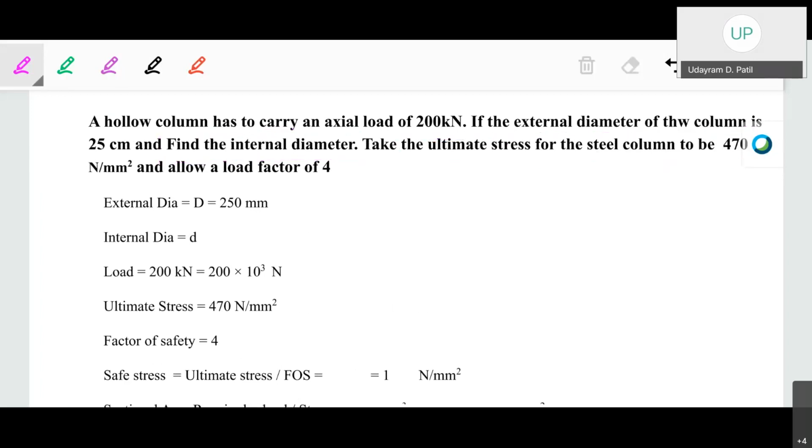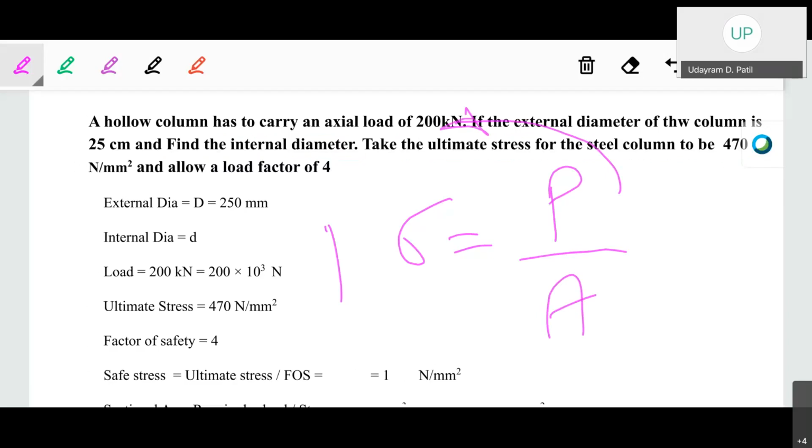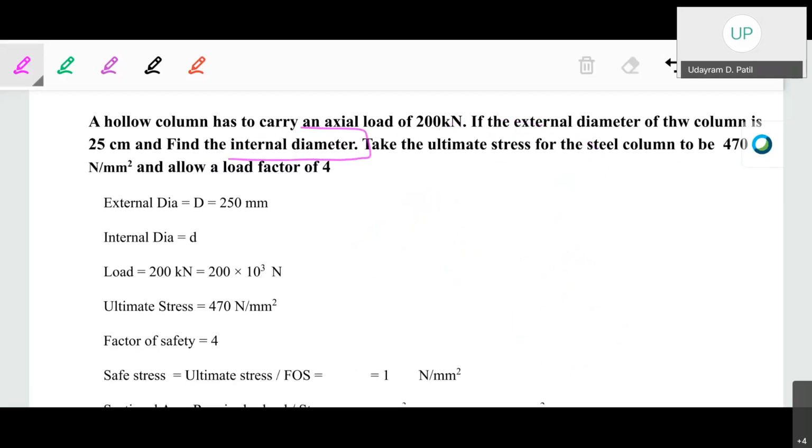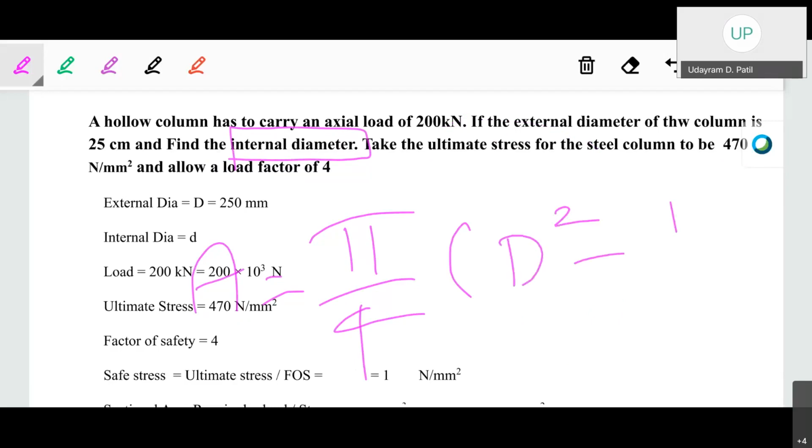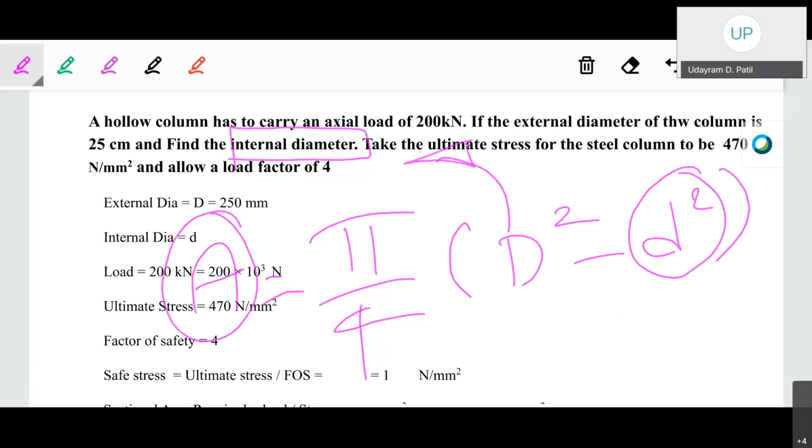Now we already know that stress is equal to P divided by A. We have the value of P, that is 200 kilonewton. If we have the value of the stress, then we can easily calculate the area. Here we have to calculate the internal diameter. The area of the particular bar will be pi by 4 times the external diameter square minus internal diameter square. So if we find the area, since we have the external diameter, we can easily calculate the internal diameter.